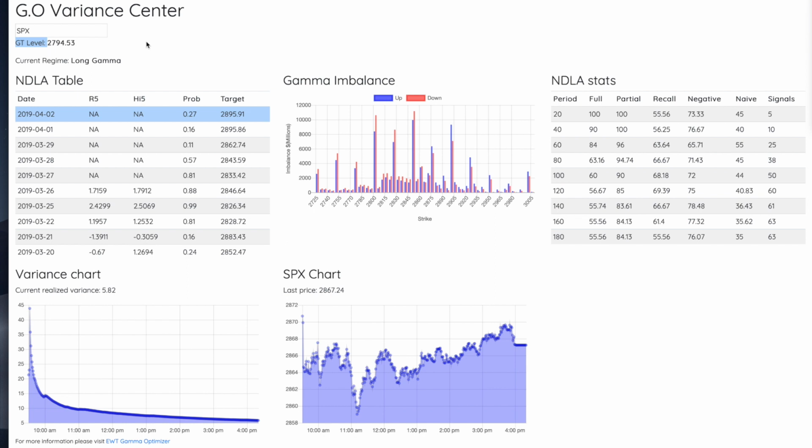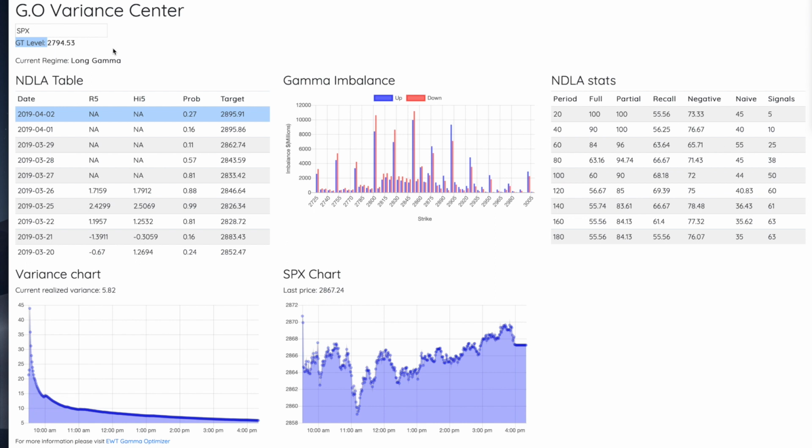And then I compute the point where the delta of the puts cancels the delta of the calls. And that point is interesting. That point is the GT level. In this case, the GT level is 2,794. Why is the GT level interesting?